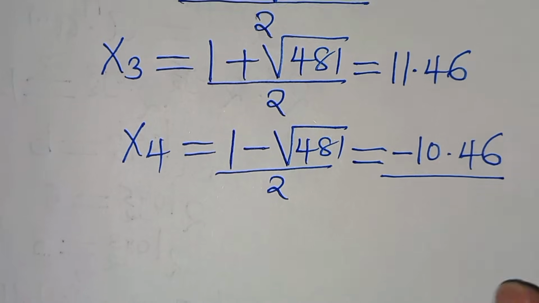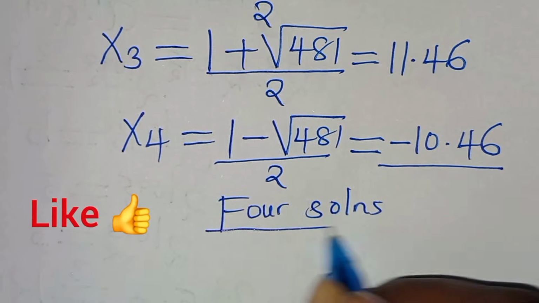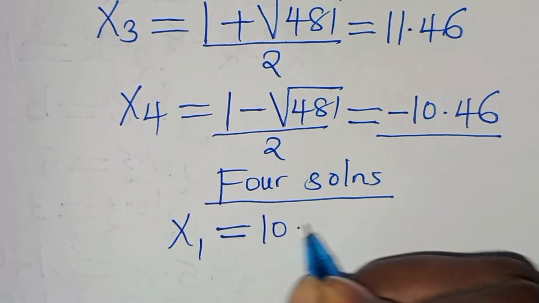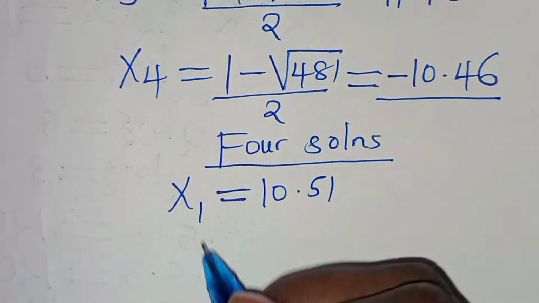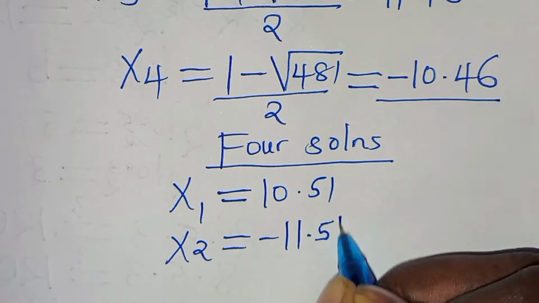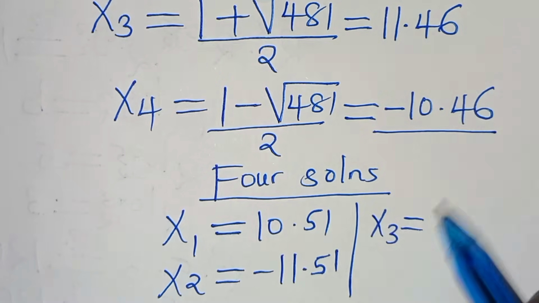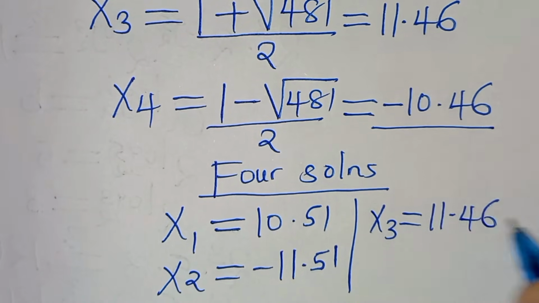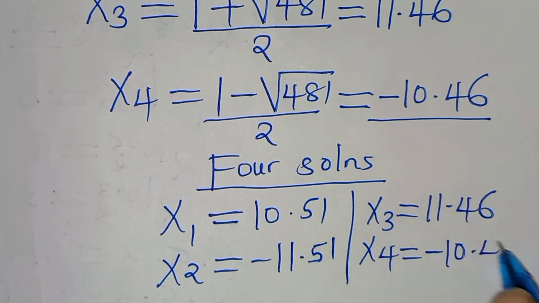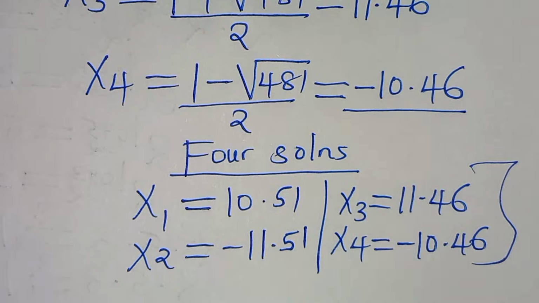So here we have 4 solutions to this algebra problem. That is x1 is equal to 10.51. We have that x2 is equal to minus 11.51. And we have that x3 is equal to 11.46. And we have that x4 is equal to minus 10.46. So these are the solutions to this algebra problem.